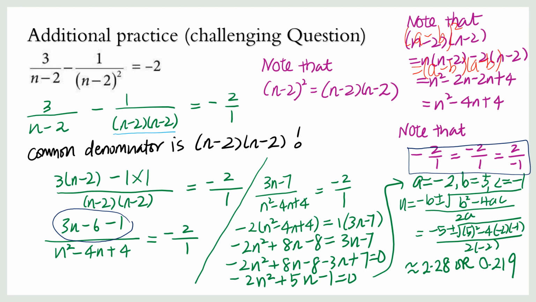Right, we're actually solving for n and not x. So be very careful what you're solving for. So since you're solving for n, make sure that this is n equals, and then write down the quadratic formula. So the answers you should be getting is 2.28 or 0.219.